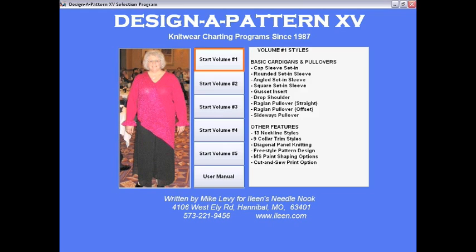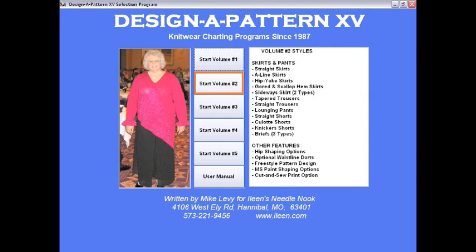Moving the mouse over the button for Volume 2 shows this program is used to create a variety of skirts and slacks. Styles include straight and A-line skirts, hip yoke and gored panel skirts, as well as two other types of sideways skirts. The program also offers patterns for trousers, lounging pants, culottes, shorts, and briefs.